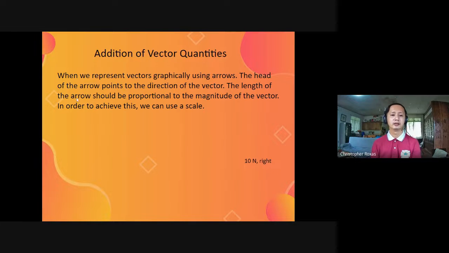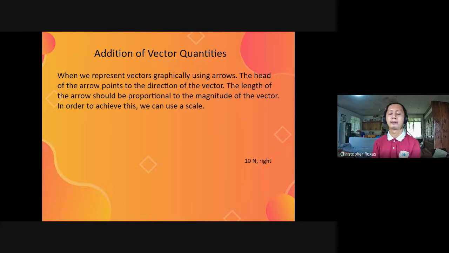When we represent vectors graphically using arrows, the head of the arrow points to the direction of the vector. The length of the arrow should be proportional to the magnitude of the vector. In order to achieve this, we can use a scale. I mentioned earlier that we use a free-body diagram in order to analyze the problem easily, so we can just draw arrows to represent the forces acting on the body.